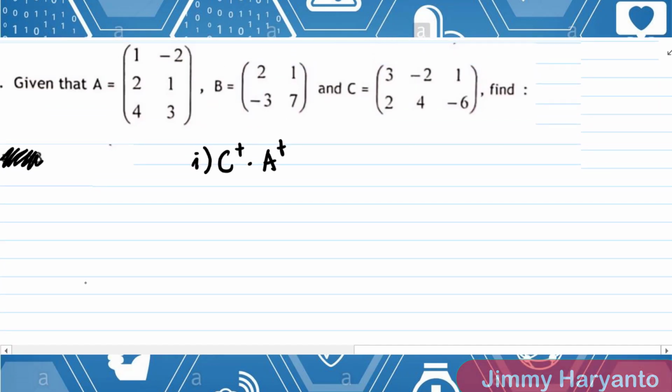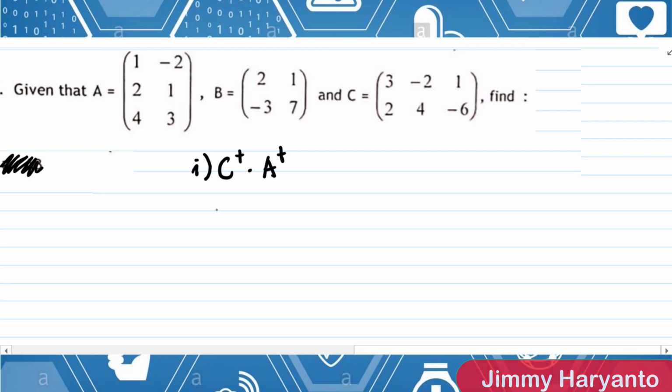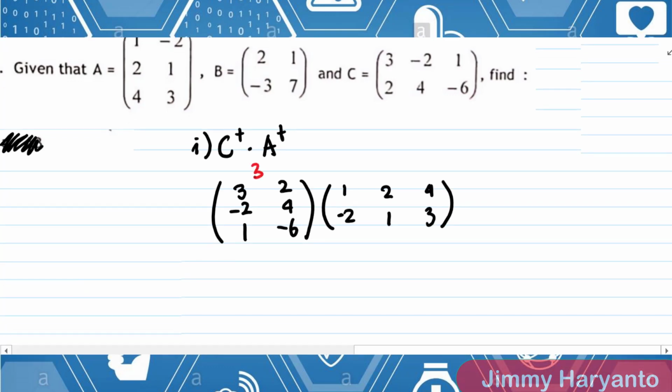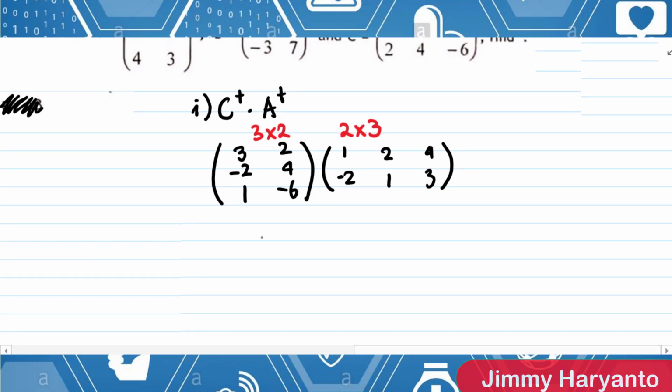And the next is C transpose times A transpose. That means we have to transpose it first. For the C, you will have 3, negative 2, and 1, 2, 4, and negative 6 as its transpose. And then for the A, you will have 1, negative 2, 2, 1, 4, 3. Let's check whether we can multiply it or not. This one is 3 times 2, that one is 2 times 3. Of course we can.